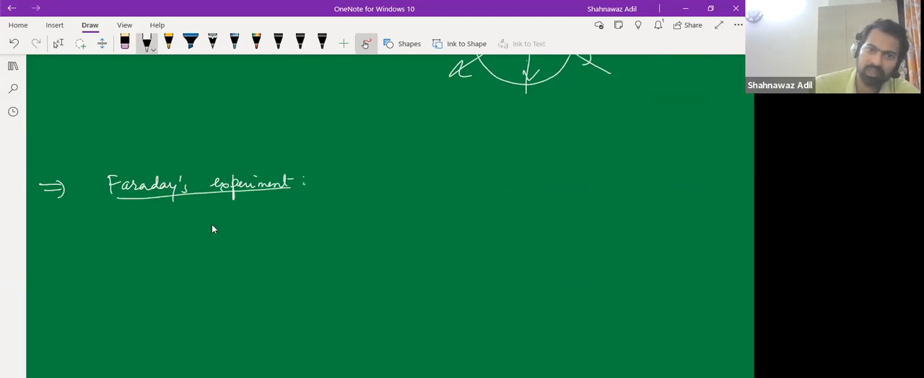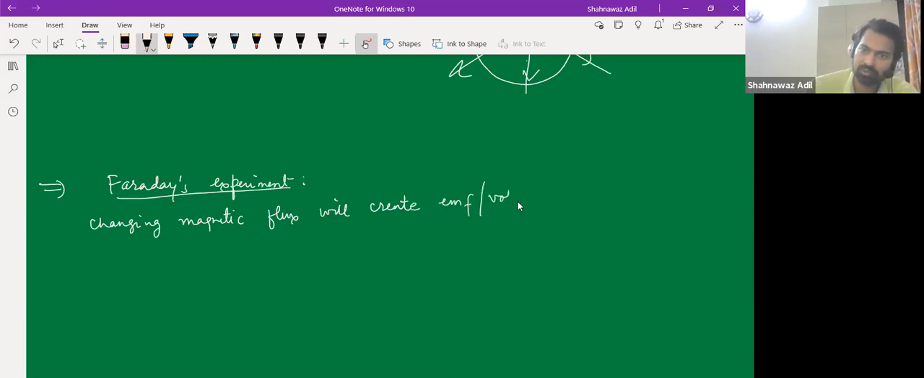So this experiment tells us that changing magnetic flux will create EMF or voltage, right? So this is Faraday's experiment, and there are three cases, so he experimented in three ways. So there are three cases, right?